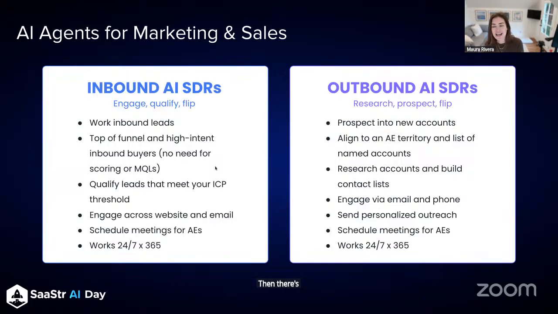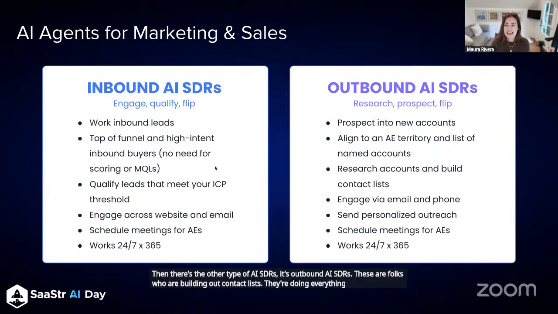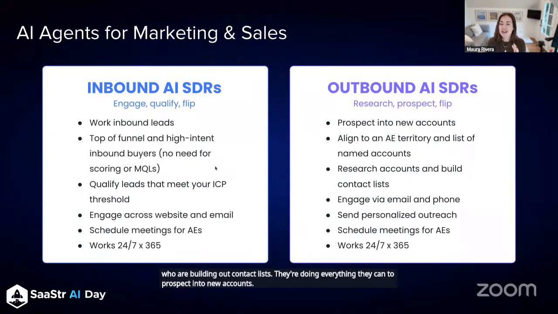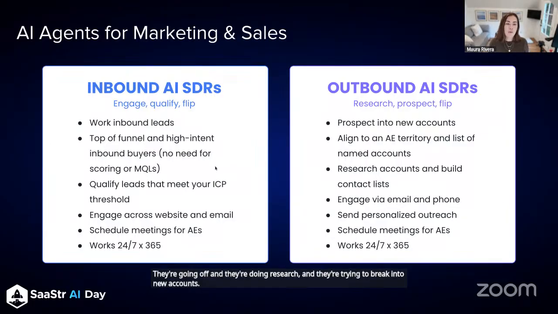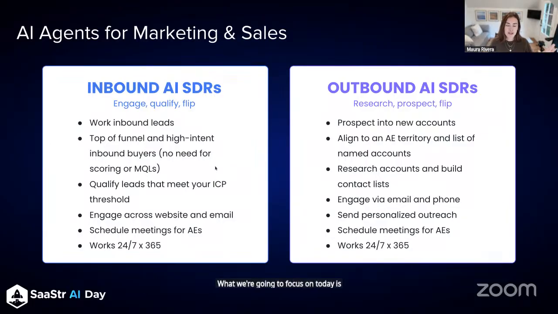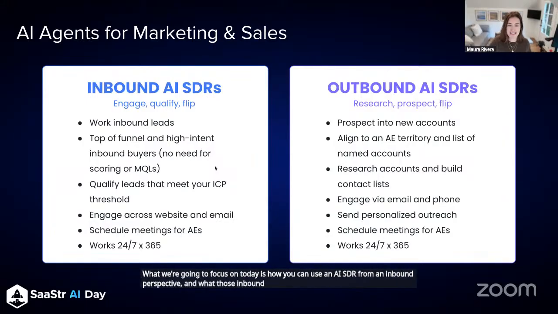Then there's the other type, outbound AI SDRs. These are folks who are building out contact lists and doing everything they can to prospect into new accounts. They go off and do research and try to break into new accounts. What we're going to focus on today is how you can use an AI SDR from an inbound perspective and what those inbound use cases are.